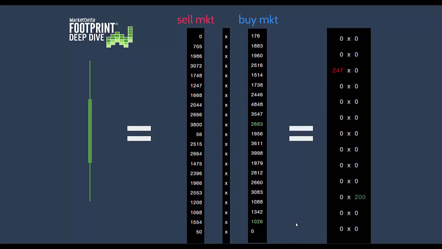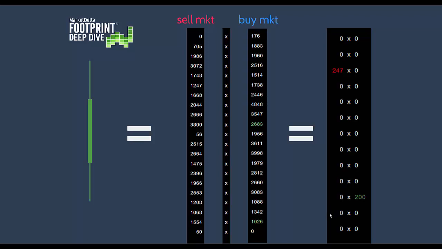For that market, different sizes, different filter numbers for different markets we'll go over. Crude oil is going to have a different number than the S&P E-minis. If you set crude oil for 200, you'd never see anything in the filter. You'd see 0 by 0. So everywhere you see 0 by 0, that means there was not big size executed at any particular price. There was here, 247, must have hit the bid for big size, and there was down here, 200, must have lifted the offer with big size.